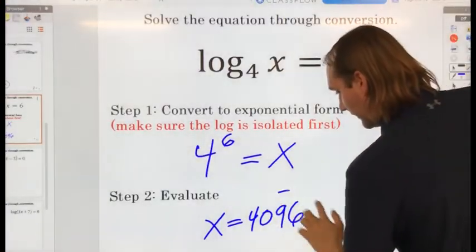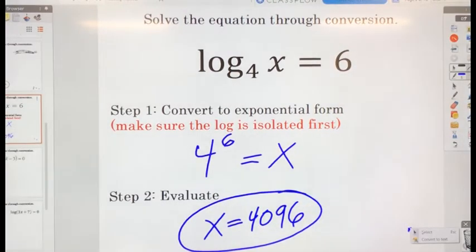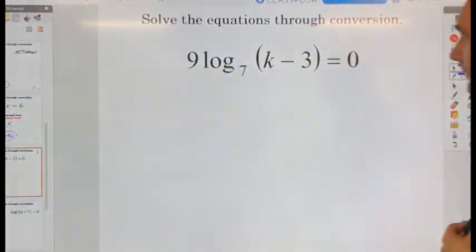So this is the solution. x equals 4,096. I don't understand. But the house is finished.